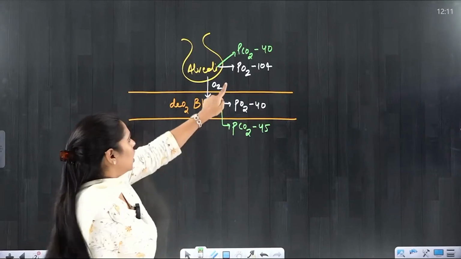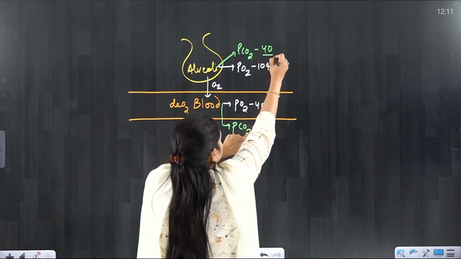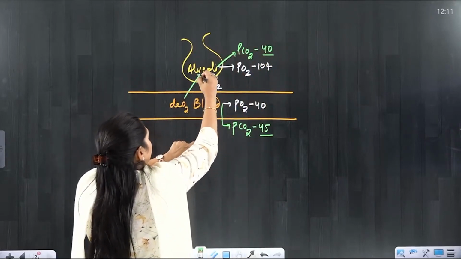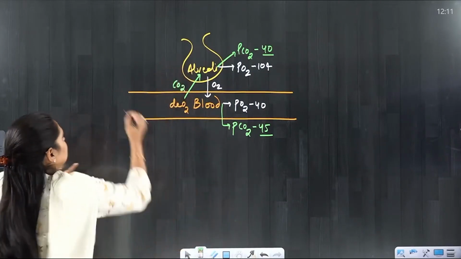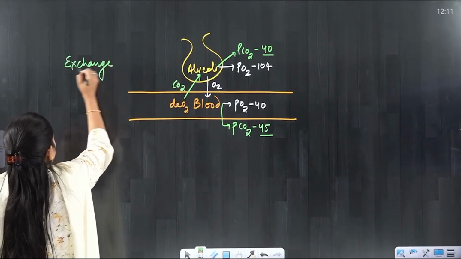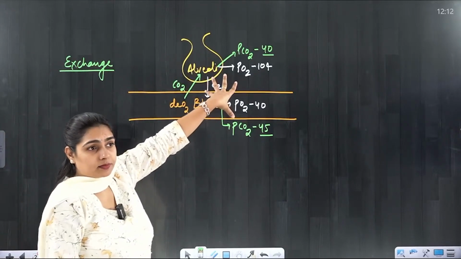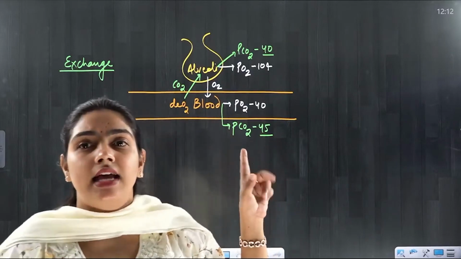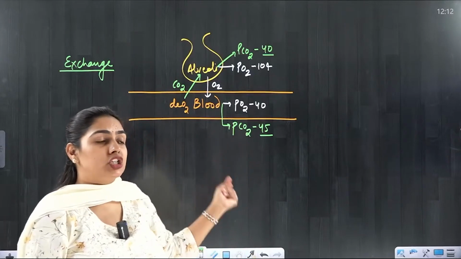Okay? So, where it is more, here it is more, and where it is less, here it is less. So, that is why carbon dioxide is going from blood to alveoli. This is exchange, and this exchange of gases is occurring at the alveolar level. Are you understanding, everyone? Are you understanding this exchange at the alveolar level? Now I can tell you the exchange at the tissue level.